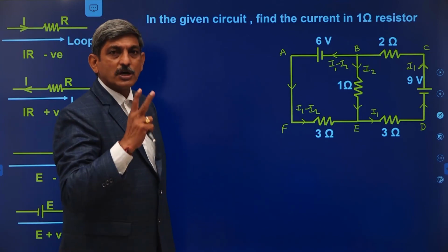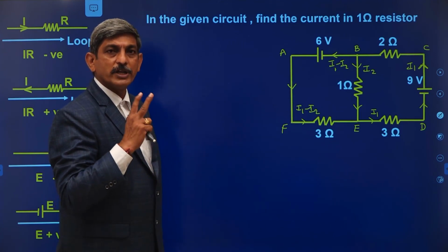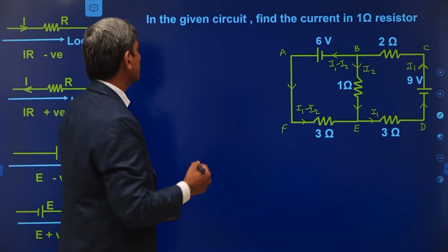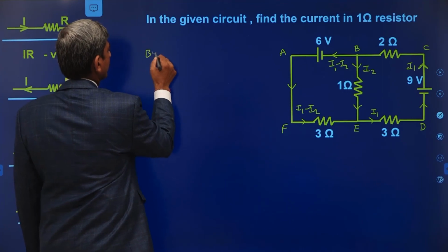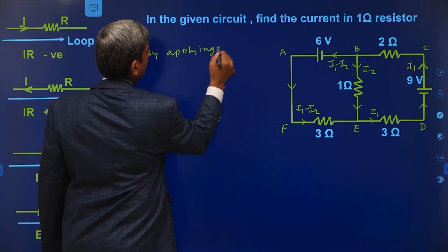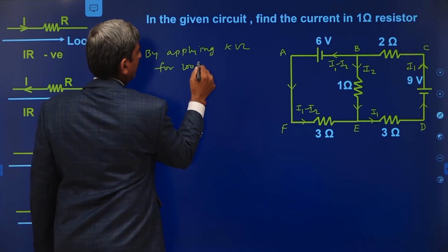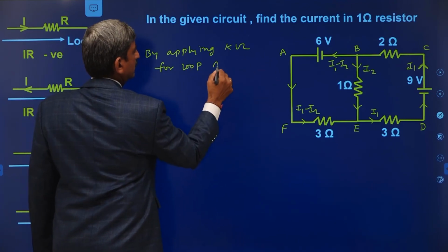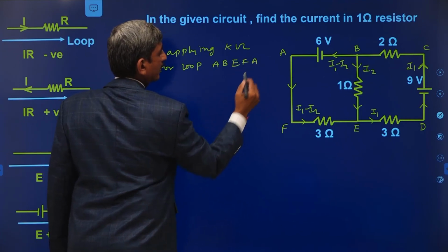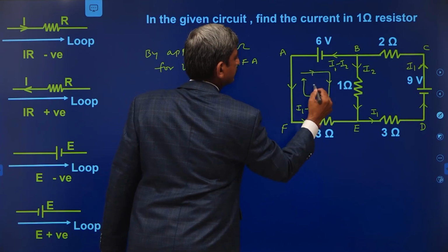Now here also there are two unknown currents, and we have to solve for two unknown currents. For that we need two equations. For that, here also I am going to write down the two loop equations. One is by applying KVL for loop ABEFA. What we get? ABEFA. This is the direction of the loop.